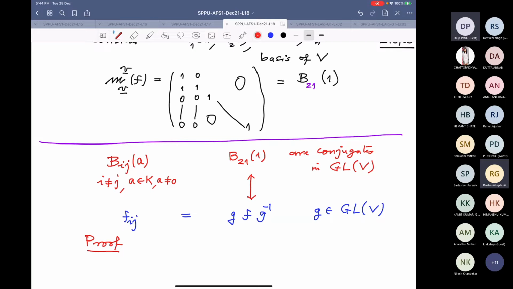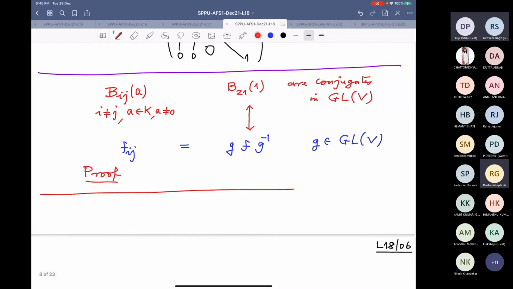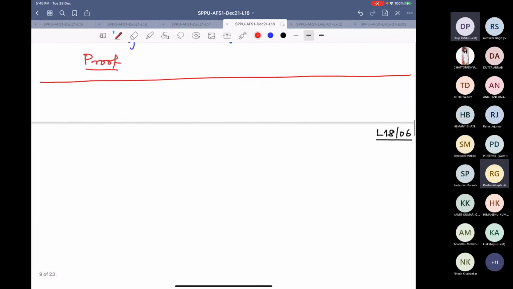So why did I write matrices? Because you choose a basis so that the matrix of this and the matrix of this are the same, and that will prove they are conjugate. Similar matrices are conjugates of each other. All right. So this needs to be discussed in the tutorial session. Now the next one.